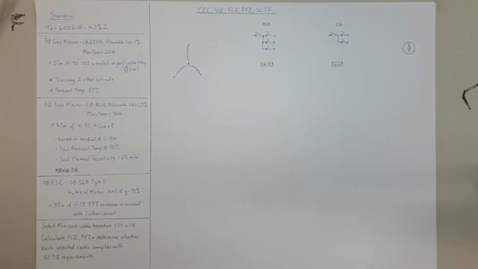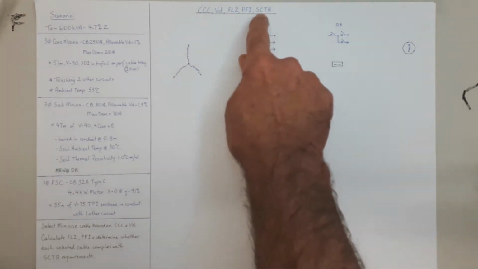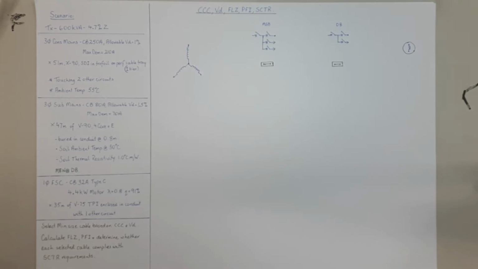We're going to work out all the cable sizes based on CCC and voltage drop. We're going to then work out the fault loop impedance, the prospective fault current, and the short circuit temperature rise requirements. That's what SCTR stands for there. But we'll start with the cable size, because we can't work out the fault loop impedance without the cable size.